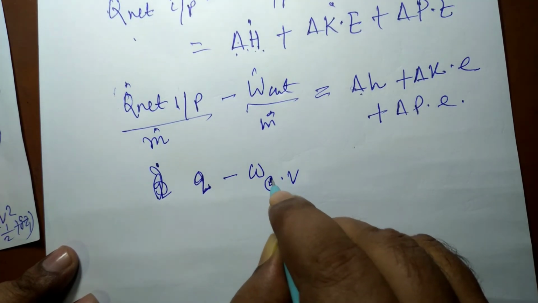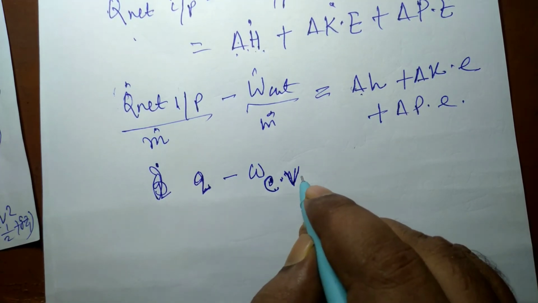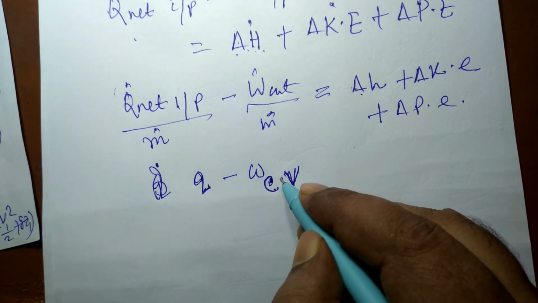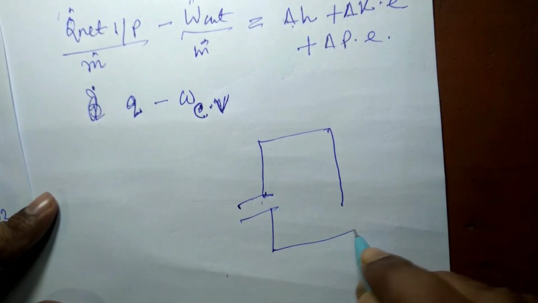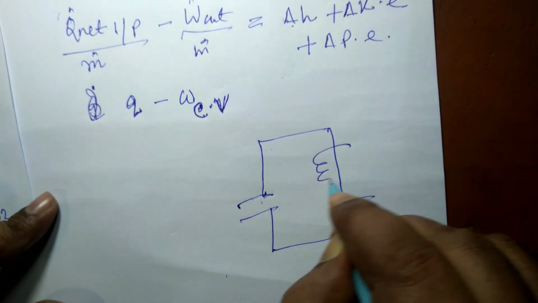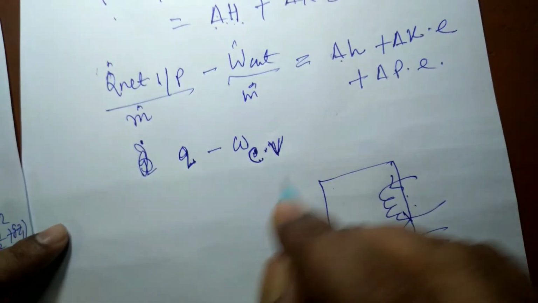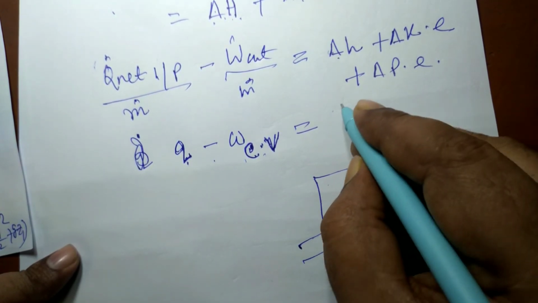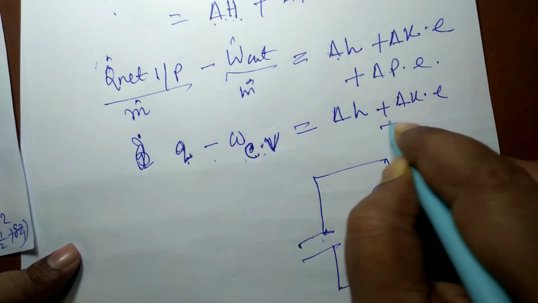It is usually written as control volume work or shaft work. And if some electrical work is present, as in the case of a water heater, then that also has to be taken into account. Whenever electrons are crossing the boundary of the control volume, we can say that some electrical work is given into the control volume. So I can write q minus wcv is equal to delta h plus delta ke plus delta potential energy.